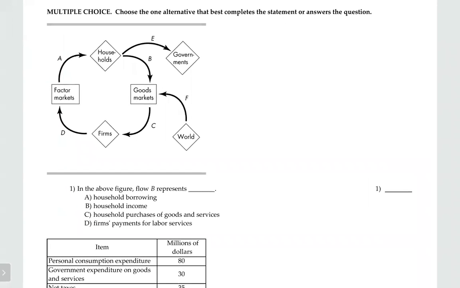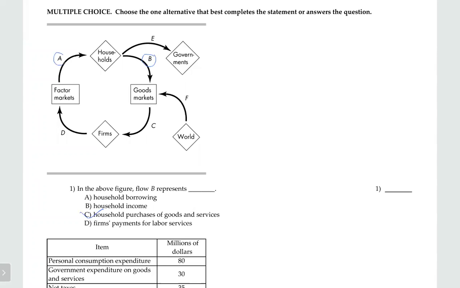In the above figure, B represents, now let's look at B. So it's a flow between households and a goods market. So this must mean what? Household purchase of goods and services is C. Right? And here we can look at one by one.